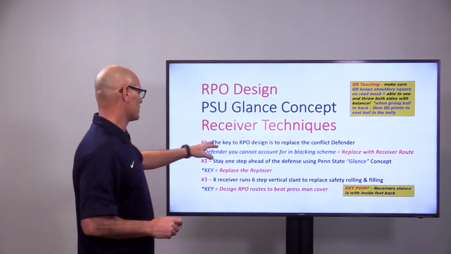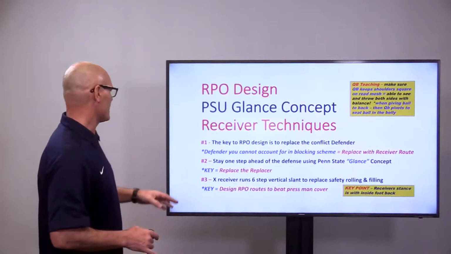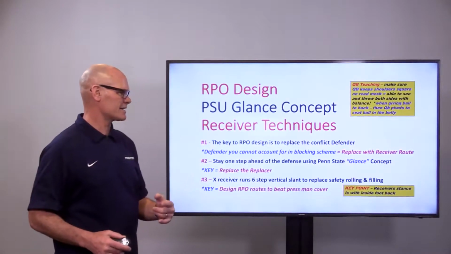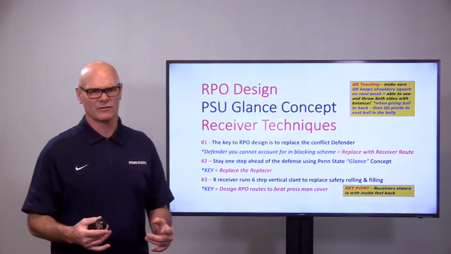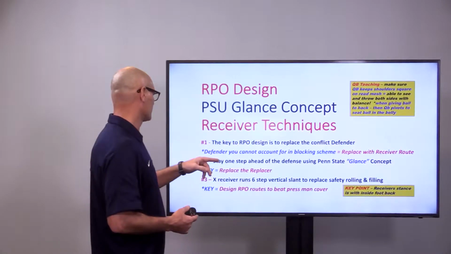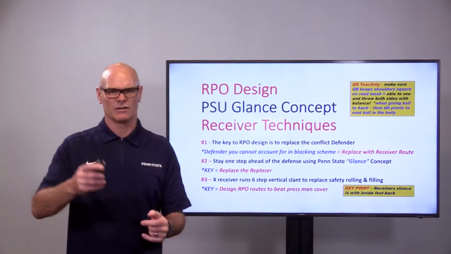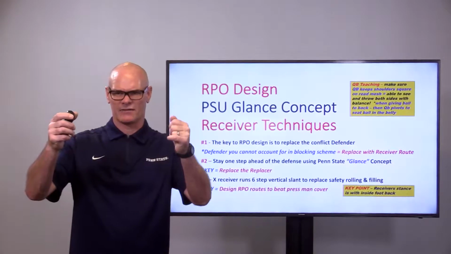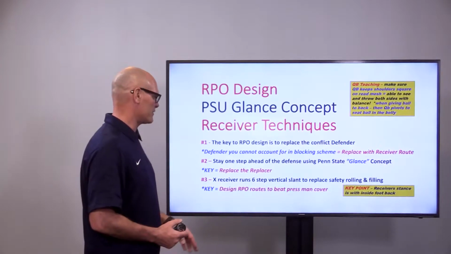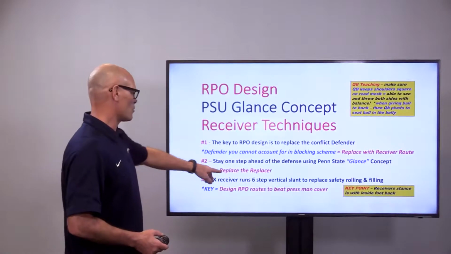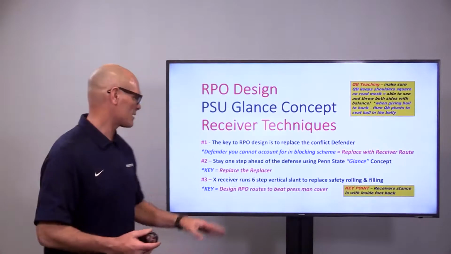So first thing with dealing with RPO design is what you're trying to do is basically replace the conflict defender. And that's the defender you can't account for in the blocking scheme. So we want to replace that defender that's filling into the box that we don't have a blocker for with a receiver route. One of the things that's happening right now at the college level, starting to get into the high school level, is defenses are using two high safeties and then rolling a safety down in as that extra defender or conflict defender that we can't block. So what we're trying to do with this now is we're going to replace the replacer, is what we're going to talk about and show you.